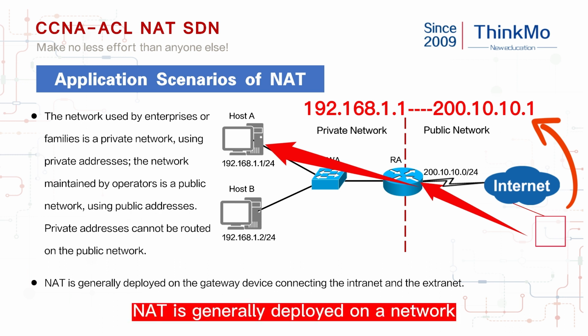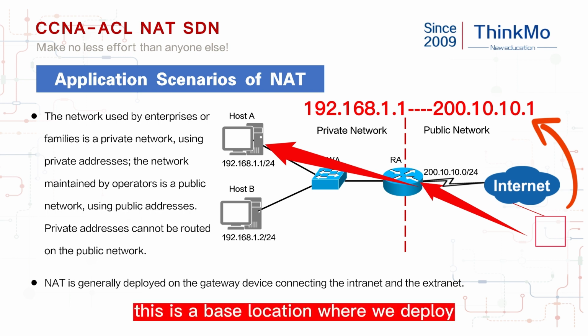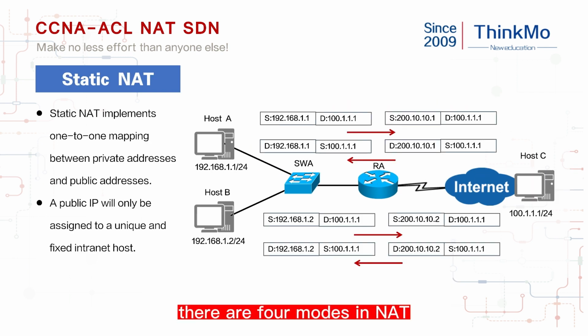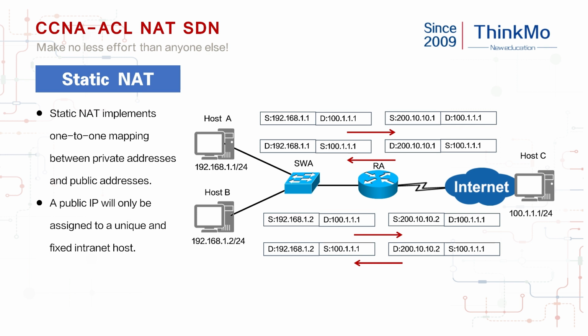NAT is generally deployed on the network connected to the internet. This is the location where we deploy. There are 4 modes in NAT. Let's talk about them one by one. We make a configuration for each. The amount of configuration is still quite large. Let's take a look. The first is static NAT.